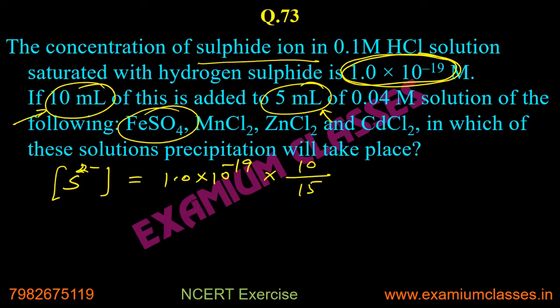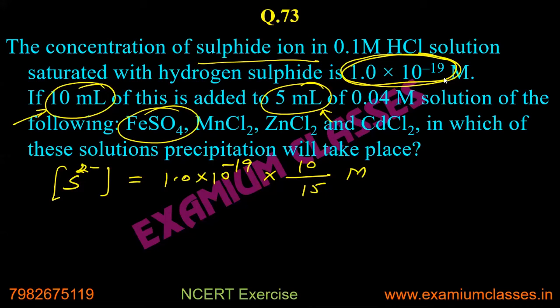It is similar to, for example, equal volume. We have done equal volume. In that case, 10 ml plus 10 ml, it would have been 20. That's why we said it would be half. In this case, it is 10 plus 5, 15. So the molarity will decrease and it will be 1.0 into 10 power minus 19 into 10 by 15. Now, everyone tell me whether this step is clear or not. Otherwise, I'll explain in a different way.